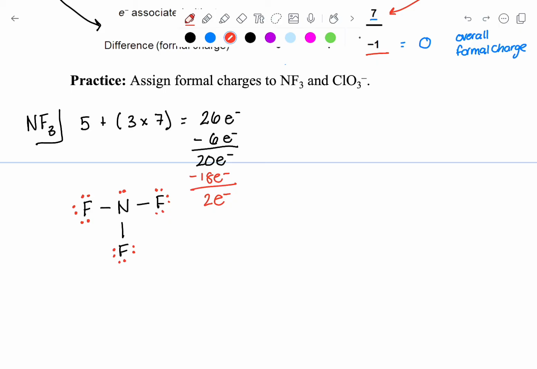We now want to assign the formal charge for all of the atoms in it. Luckily for us, all of these fluorines are identical, so we just need to find the formal charge of nitrogen and 1 fluorine. We only need to look at 1 because what we do for 1 can be applied to all of the fluorines since they all look the same.